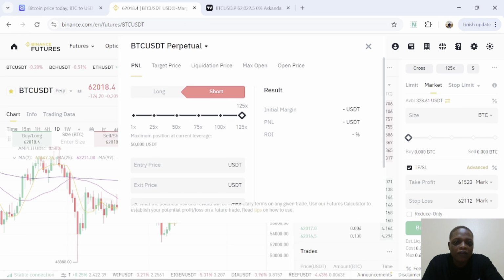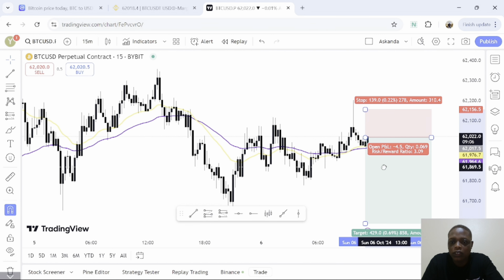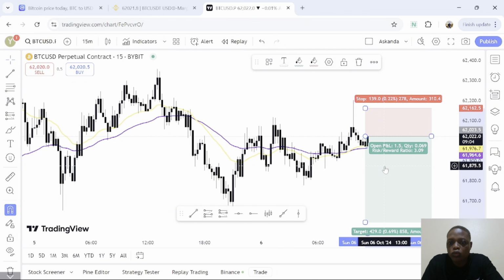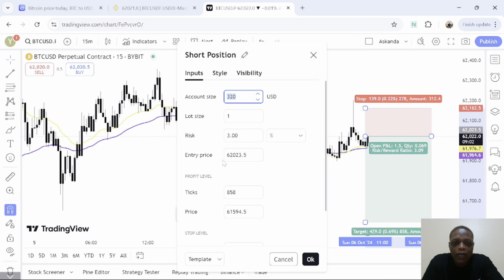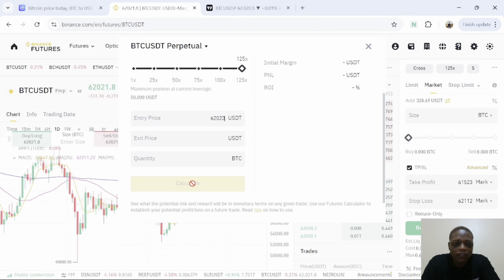So you can see the trade is not even going well. So let's go and add our entry. We'll shift it here to our entry view. So double click. Our entry is 62,023. So 62,023, we have 62,023. Then our USDT.